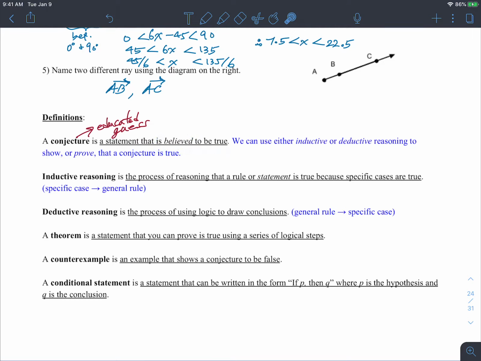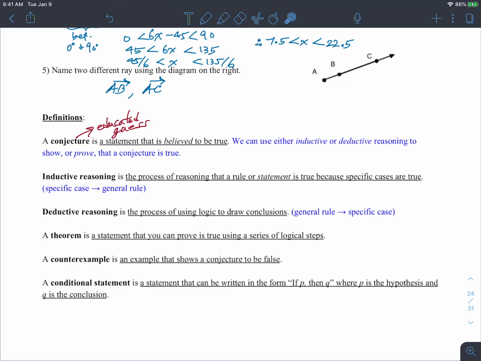And that particular conjecture is that you could either have inductive or deductive reasoning to prove that conjecture may be true, okay? If you could prove it to be true, it's called a theorem, right? So inductive reasoning is the process of reasoning that a statement is true because the specific cases are true. In other words, inductive reasoning is that you've seen many specific cases and then you come to a general rule.